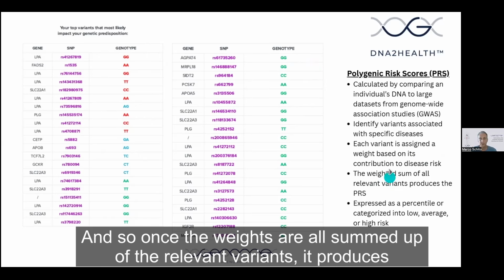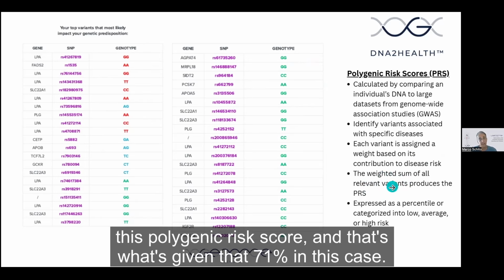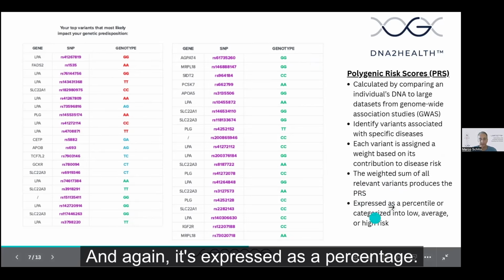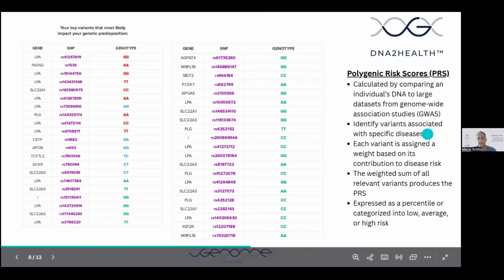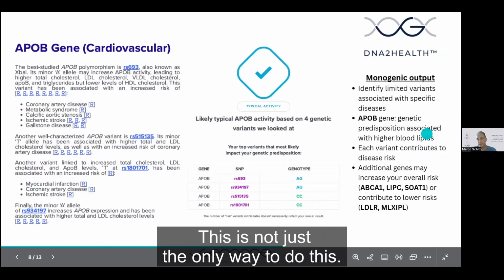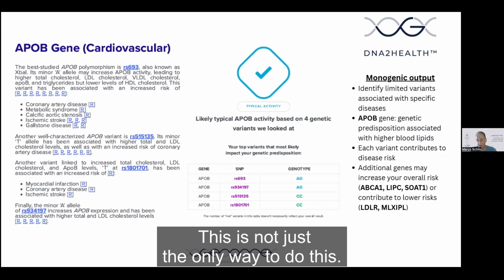And so once the weights are all summed up of the relevant variants, it produces this polygenic risk score. And that's what's given that 71% in this case. And again, it's expressed as a percentage. In some cases, we can also express this as a low, average, or high risk. This is not just the only way to do this.